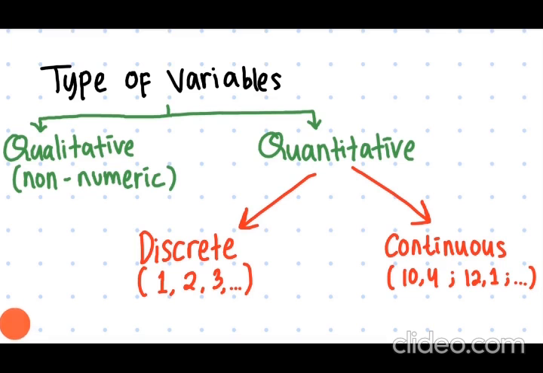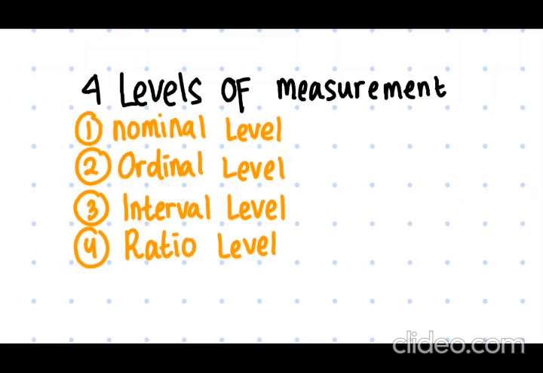And the quantitative variable itself is divided into two. The first one is discrete variable. A discrete variable can only assume certain values. For example, number of bedrooms, so the answer will be 1, 2, 3, 4, or maybe 10. A continuous variable can assume any value within a specific range. For example, weight of a pork chop or height of a student.